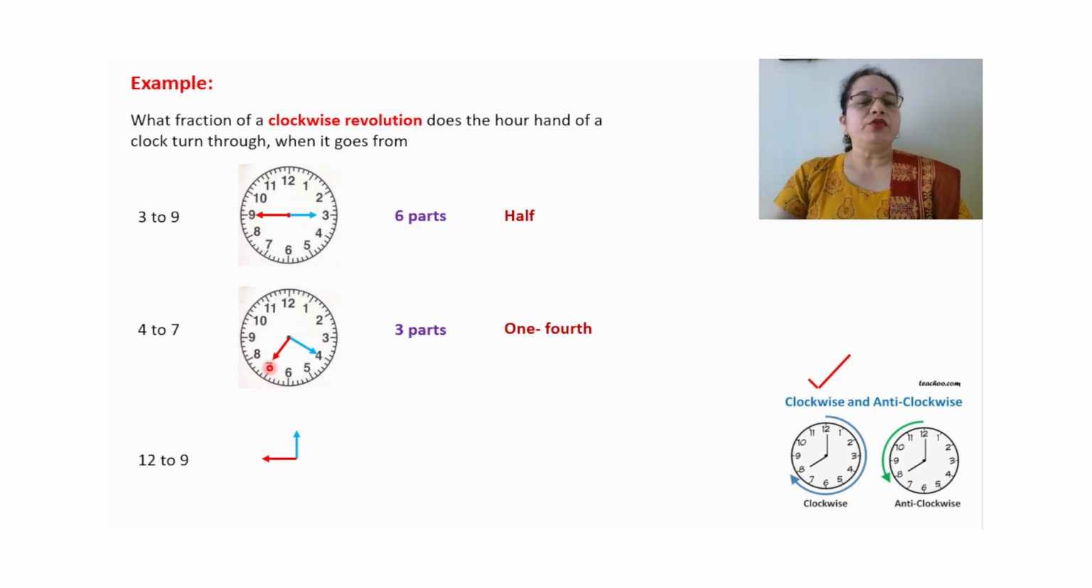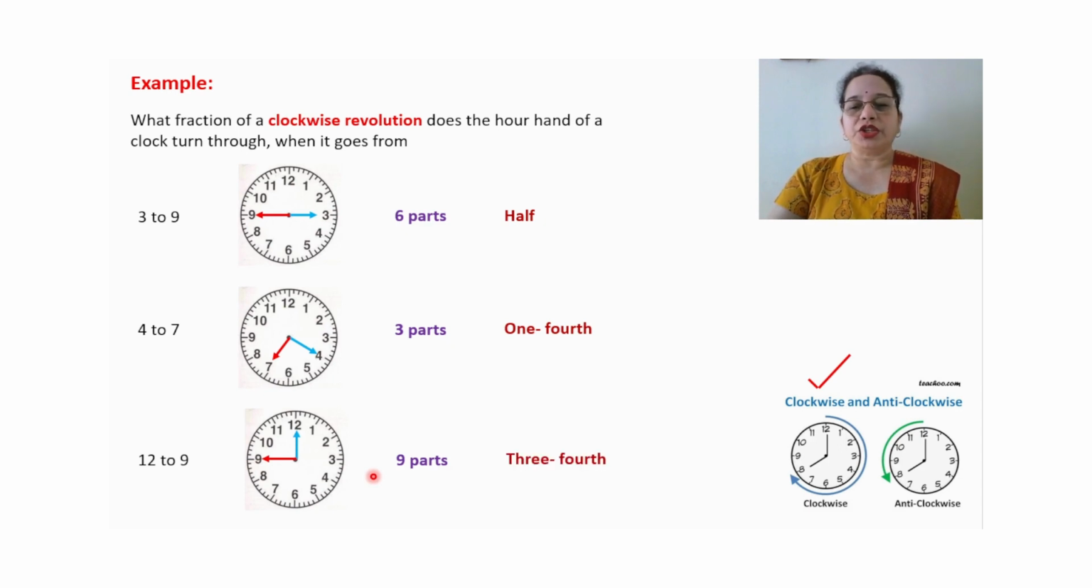Next one is 12 to 9. This is 12 and this is 9. So after 12, we will start with 1. So 1, 2, 3, 4, 5, 6, 7, 8, 9. In total, how many parts are there? 9 parts are there. Complete the watch. Total 9 parts are there. 9 parts means 3/4 rotation.